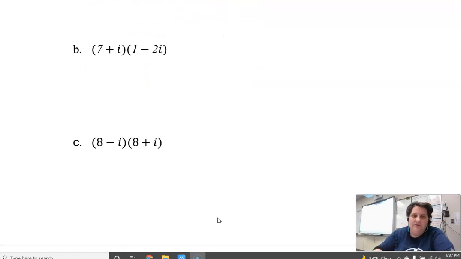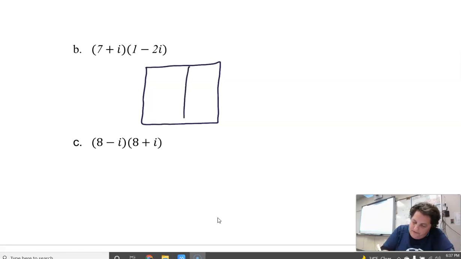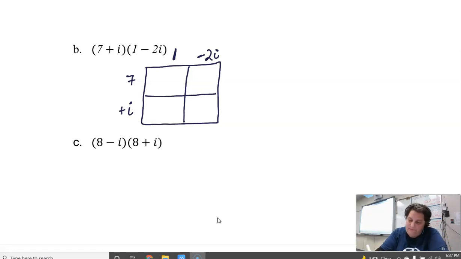All right, when you are multiplying, these two are both multiplying, I highly, highly recommend using the box. Make your life a ton easier. Okay, so I have 1 and minus 2i on the top, 7 and plus i on the bottom. Okay? 7 times 1 is 7. 7 times negative 2i is negative 14i. i times 1 is 1i. And i times negative 2i is negative 2i squared.